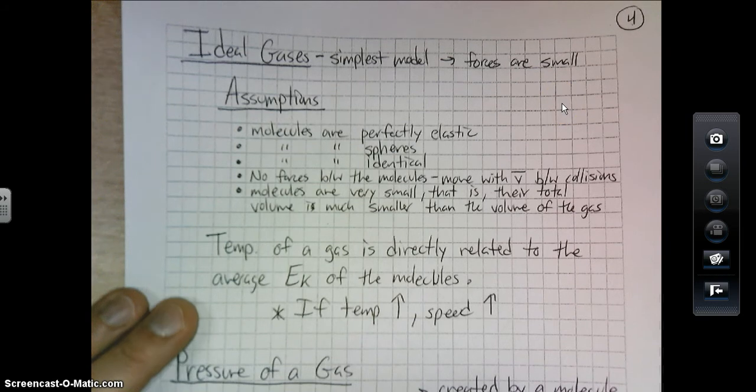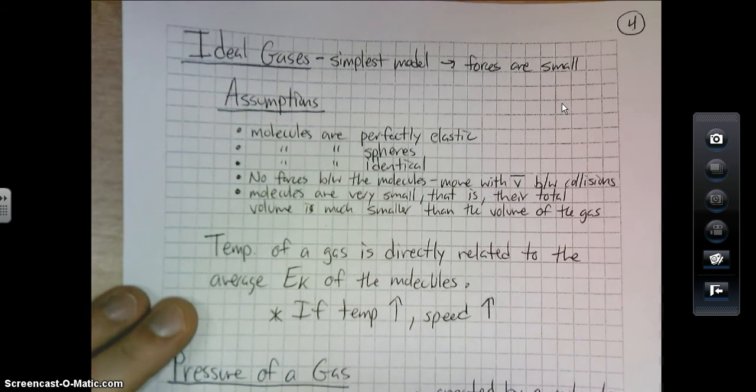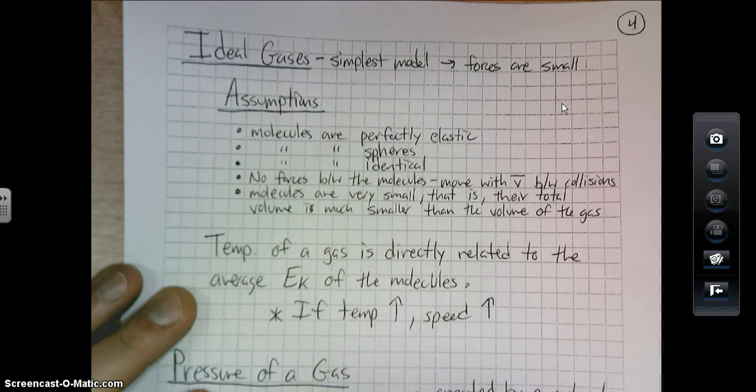Alright, short little video here about ideal gases. We refer to them as ideal because they are very simple and the forces between the gas molecules are so small that we can essentially assume that they are zero. So, some parts about ideal gases, some assumptions that we can make so that we can solve some problems here.